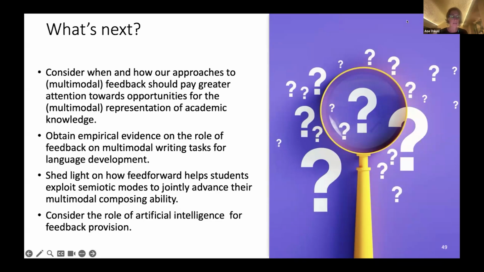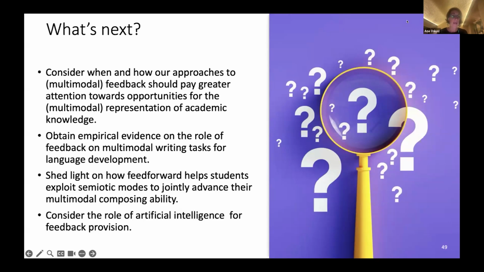Due to increasingly digitally influenced learning environments and societies, it is essential to ponder when and how feedback in the field of second language and heritage language writing should pay greater attention. We should be paying greater attention to opportunities for multimodal representation in academic genres. We need to align the feedback to particular assessments and learning contexts, including the knowledge that the learner is attempting to convey.